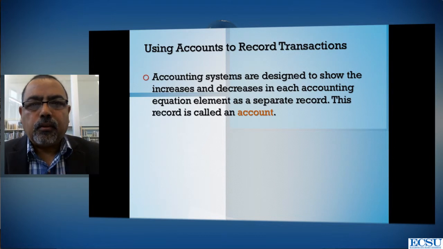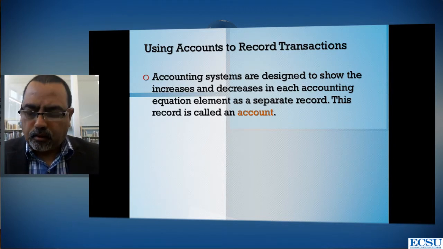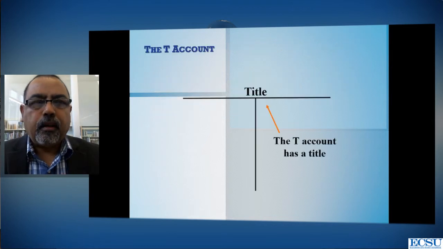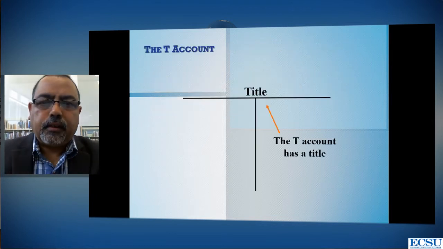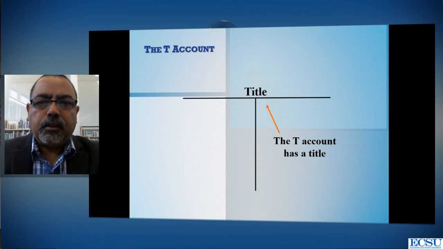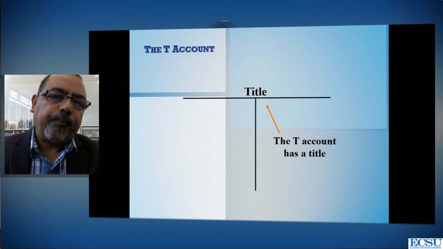So in other words, any changes in assets, liabilities, and owner's equity will have a separate record, and each of that record is called an account. So this is the typical format of an account. On the top, we'll be writing the title. So this is a T-shape, but these days we don't use the T-shape. However, to learn at this stage, it is very useful to use the T-shape.